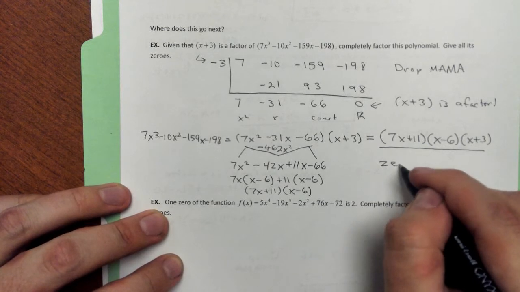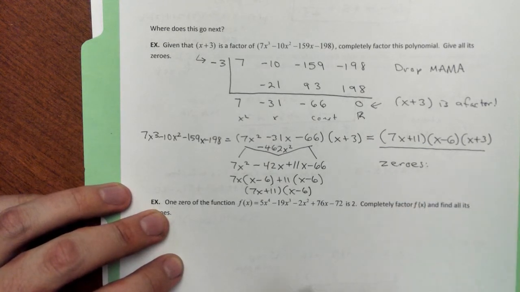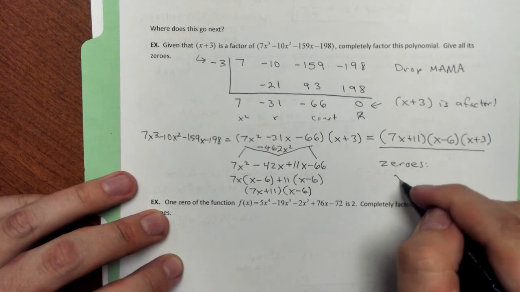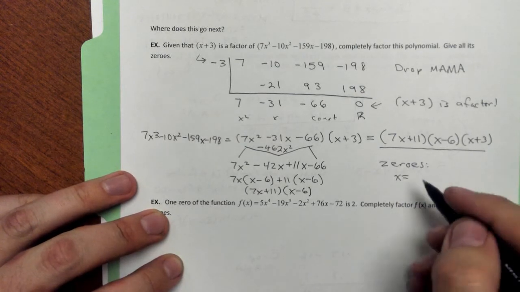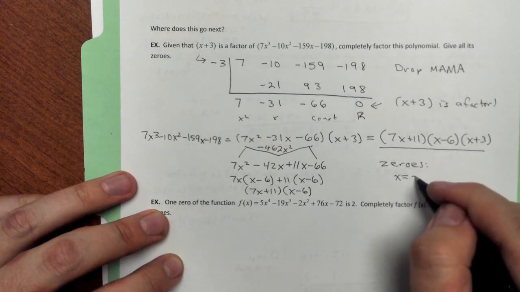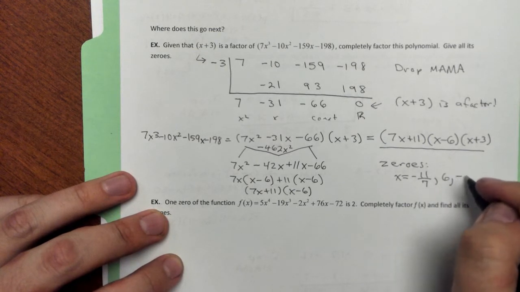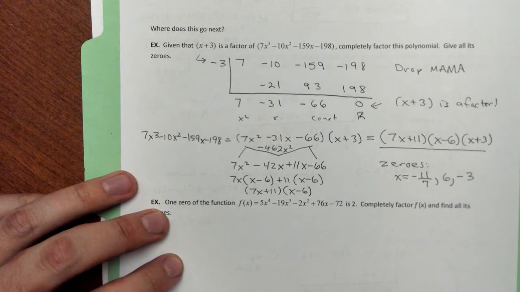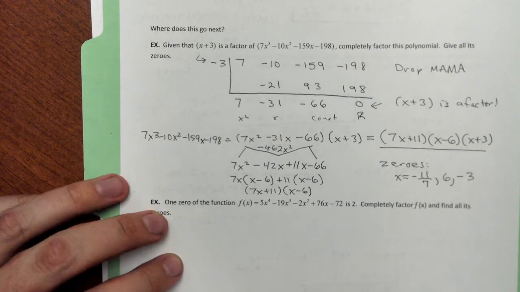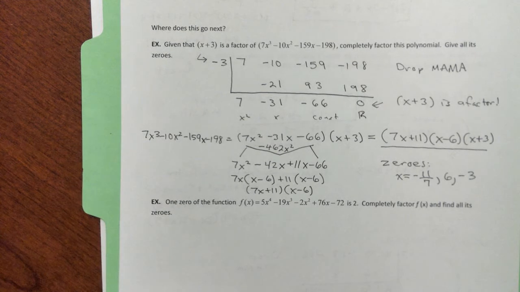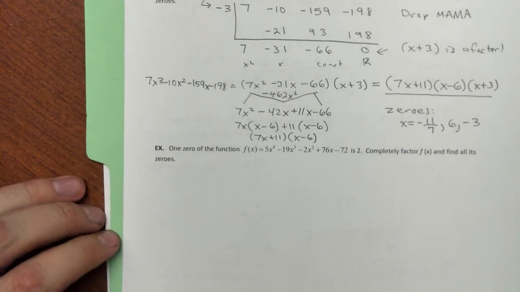What are my zeros? Well, if you set each factor to 0 and solve, what you will get are negative 11 sevenths, positive 6, and negative 3. Please make sure to clearly indicate your answers as always. Let's take a look at one more of those examples. Asked slightly differently, but the same type of idea, the same type of problem.